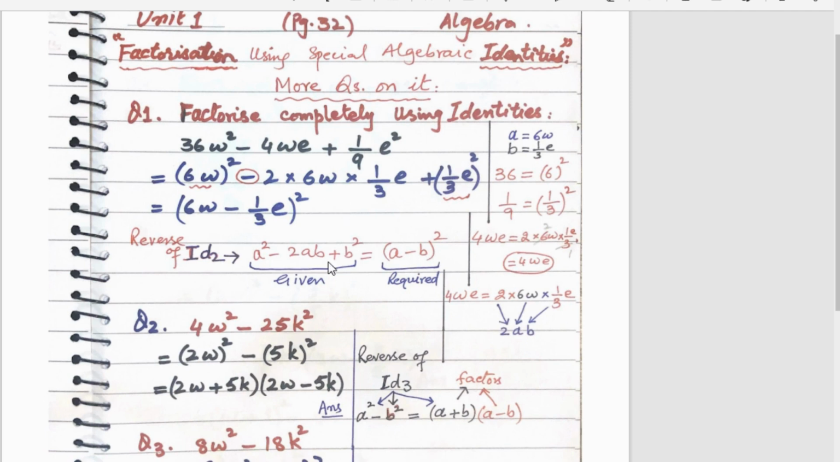Which ID? ID 2. What is the other side of this ID? A minus b whole square. Can we write down, when we have a square minus 2ab plus b square, we can enclose this whole expression in the form of a minus b whole square. What is a over here? 6w. What is b over here? 1 by 3e. What is the sign with the middle term? Minus. So we pick up the sign of 2ab.